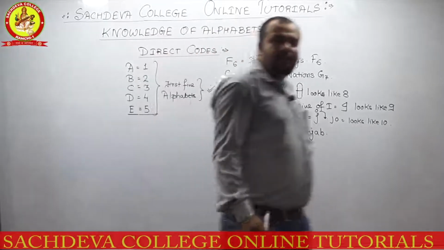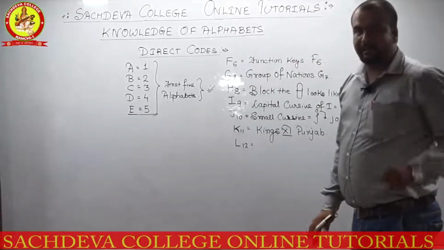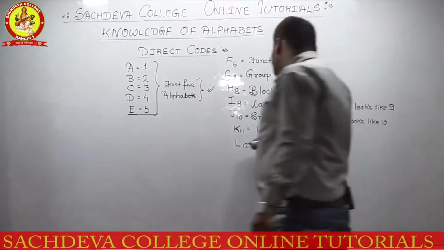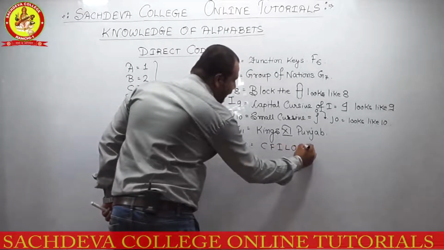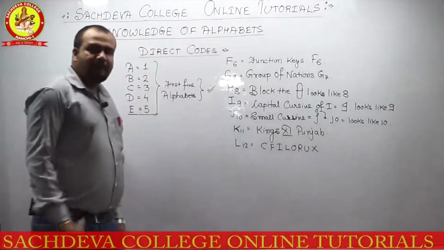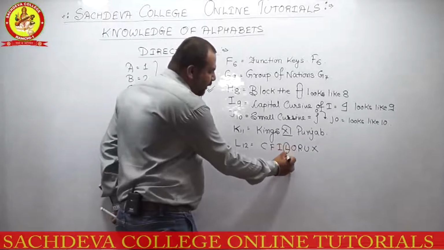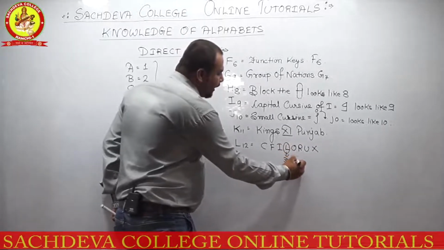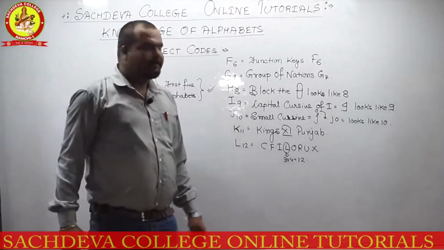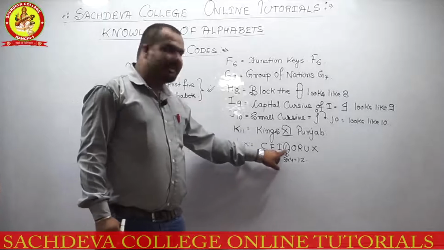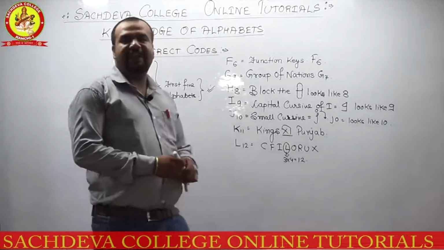Then, L12. To learn L12, you have to remember the Sphylorex that I discussed earlier, the multiples of 3. Now, Sphylorex is C F I L O R U X. Yes or no? Now, when we talk about Sphylorex, we have L in the 4th position, and that is 3 into 4, equal to 12. That is, the 4th multiple of 3 is 12, and here we have 3, 6, 9 and 12.